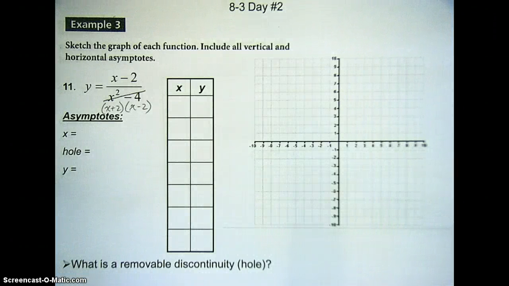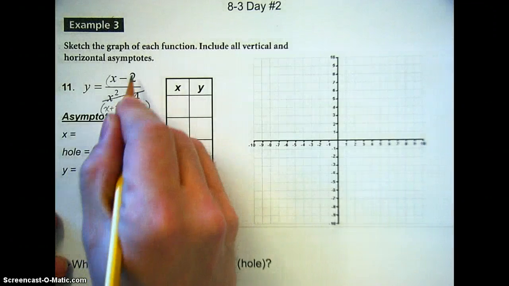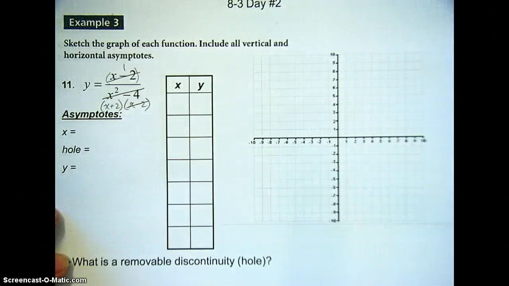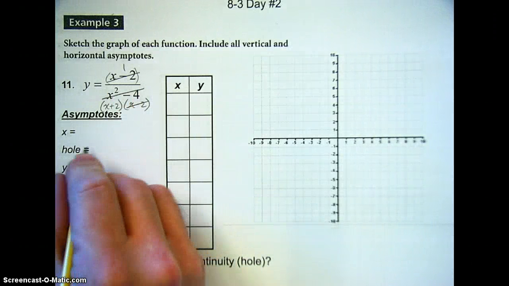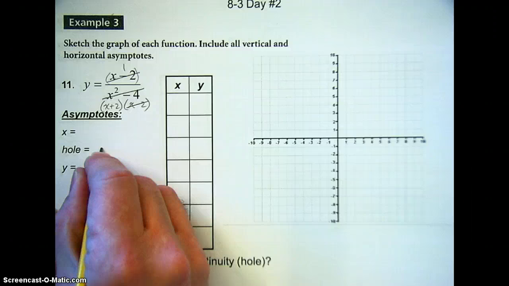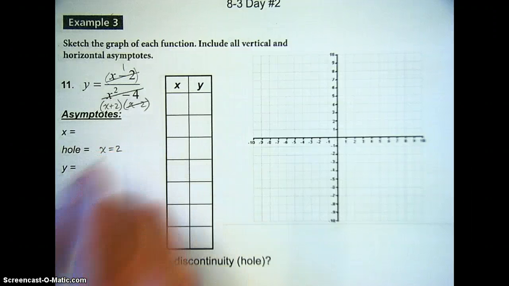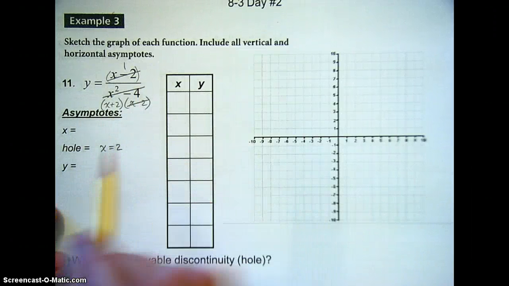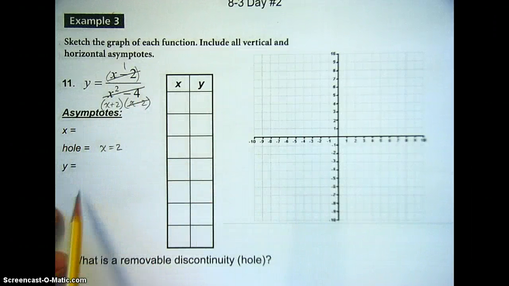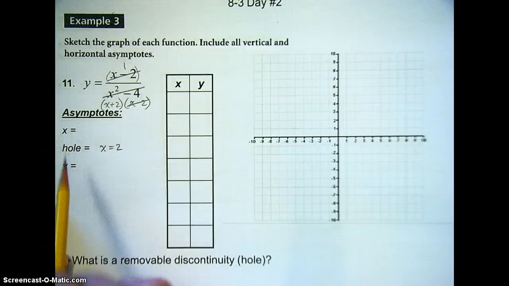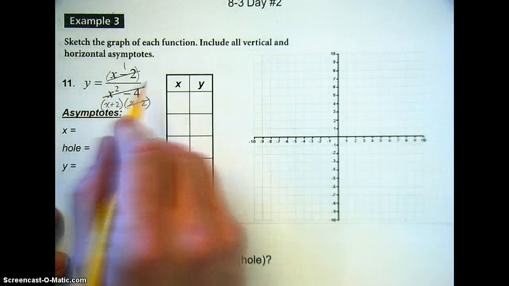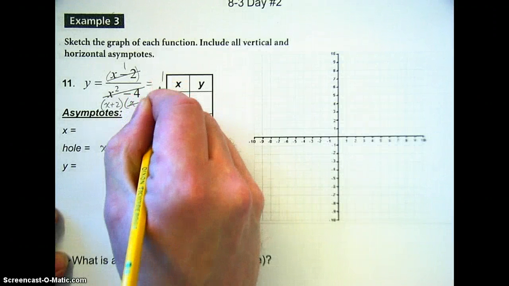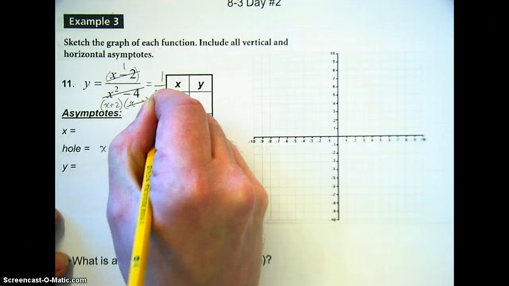All right, and then we were able to take that piece out. We call that our hole, and our hole exists at x equals 2. So off on the side of your table, now I know yours isn't set up just like this, but you always want to list your asymptotes and your hole, your discontinuity here. So this whole function reduces to y equals 1 over x plus 2.